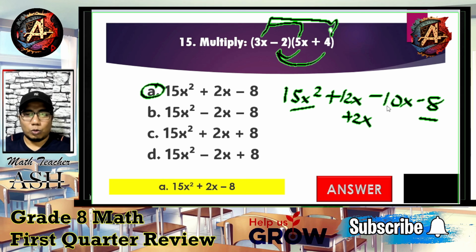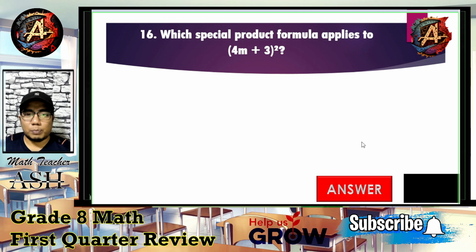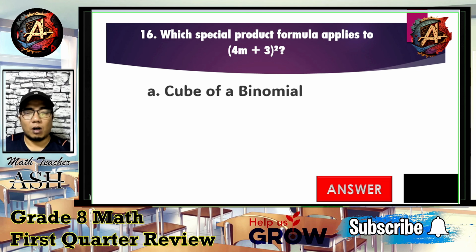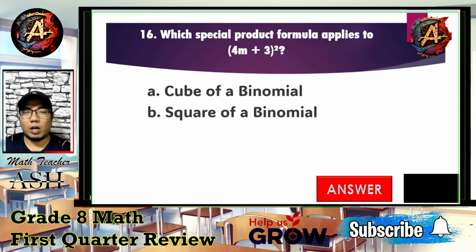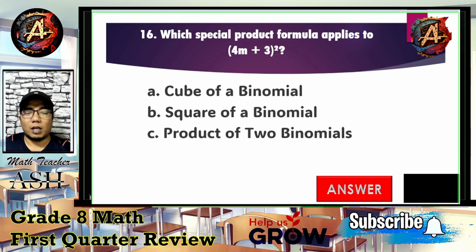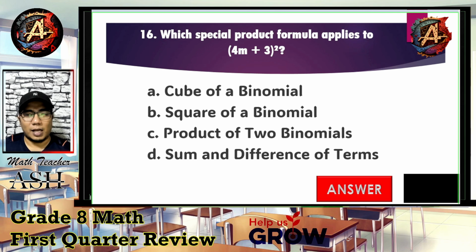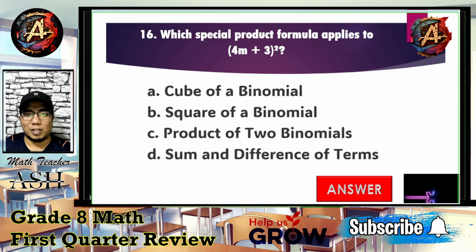Now, let us go to question number 16. Which special product formula applies to the quantity 4m plus 3 squared? Is it A, cube of a binomial, B, square of a binomial, C, product of two binomials, or D, sum and difference of terms? I'll give you 5 seconds to think about your answer.